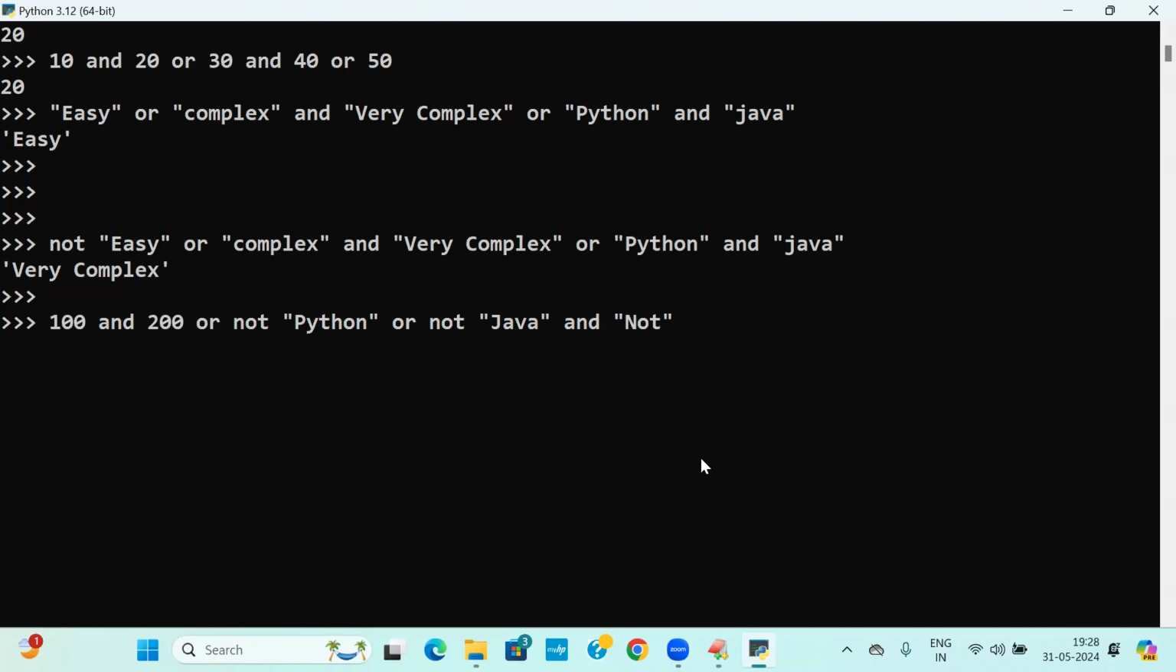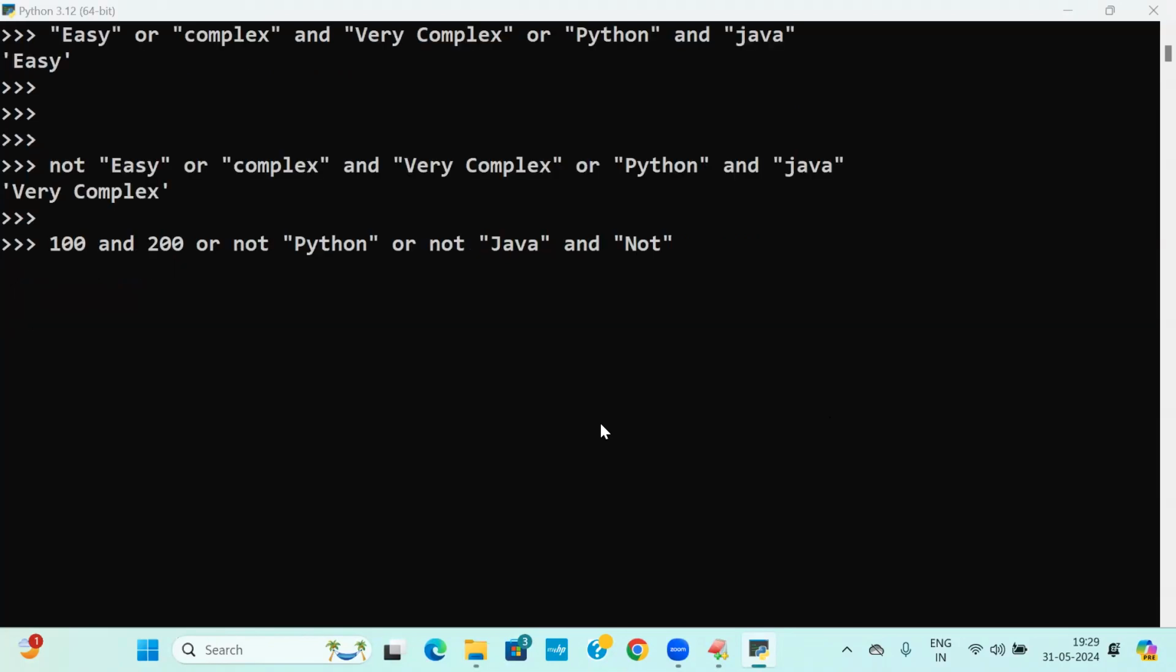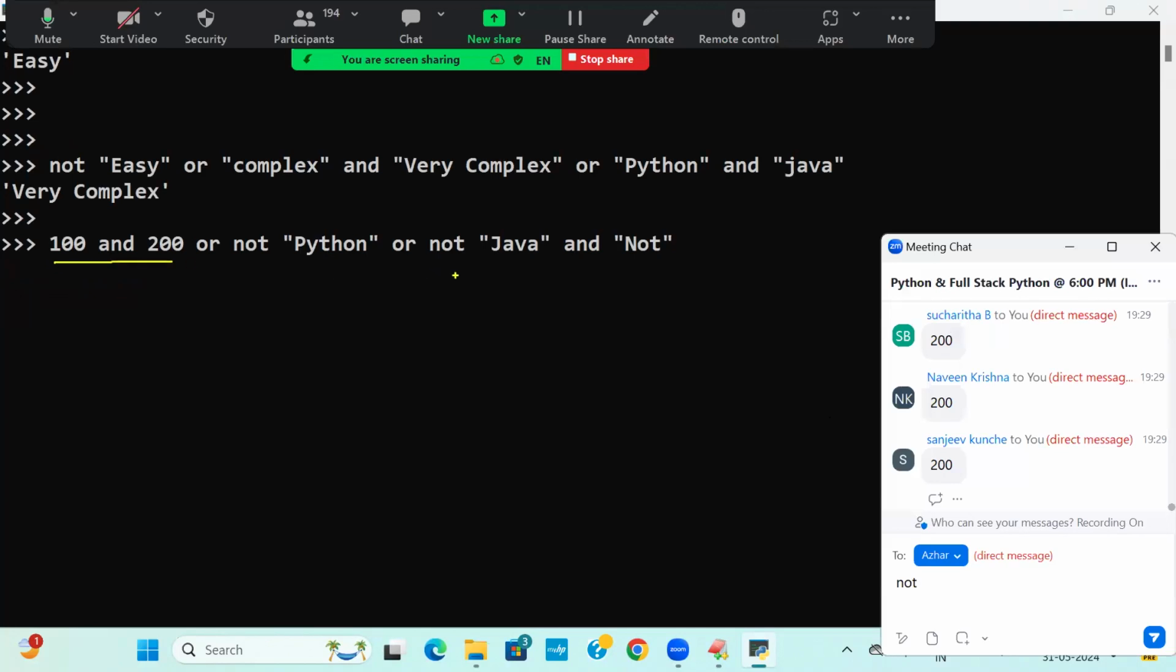I asked a very simple question. Not a, not a. Come on, look at. So now, see students here. And operator I will evaluate. And operator. 100 and 200. What is an answer? 200. Write as it is. Or not Python. False. Correct or not? Or not Java and what? Not. What is an answer? Not Java means what? False.